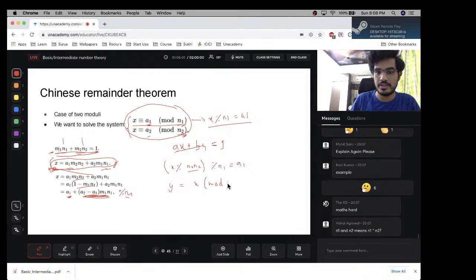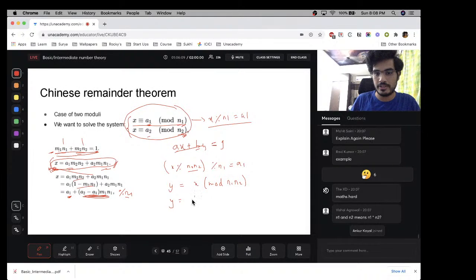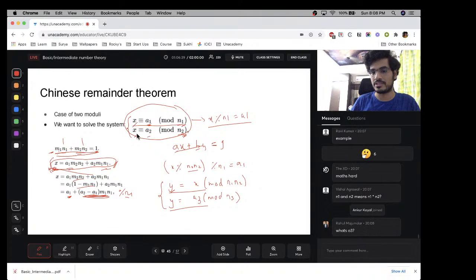X mod n1 n2, y equal to a3 mod n3. If we find an answer for these two equations, y equal to x mod n1 n2, y equal to a3 mod n3, then such a y also satisfies these two equations.